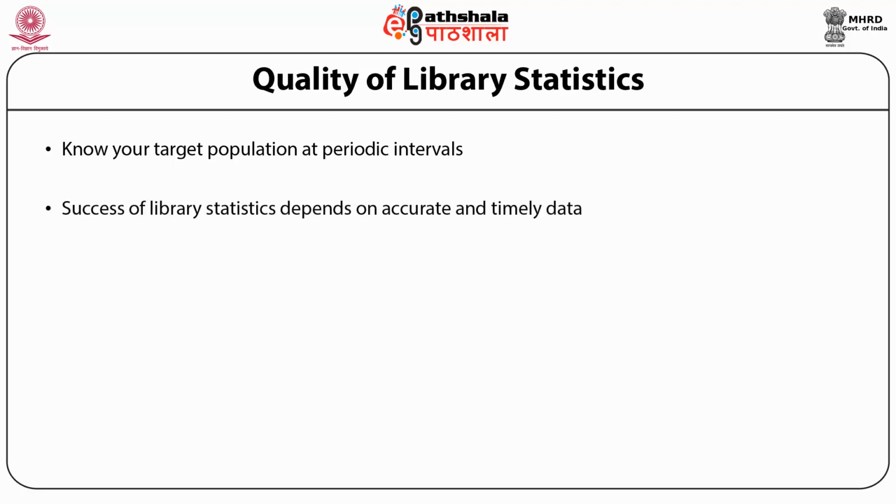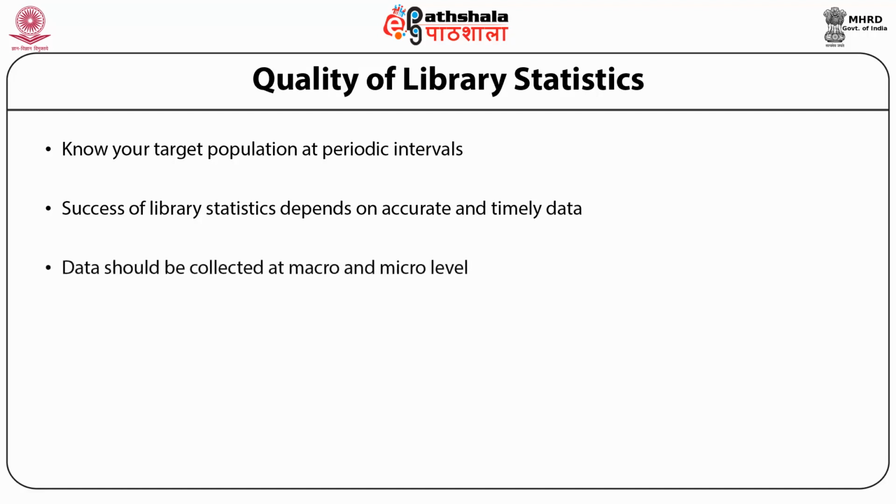Success of library statistics depends on accurate and timely data. Now, success of library statistics means that whenever you are taking any timely data, that data has to be accurate. Accurate in the sense of how many people visited the library. That type of data should not be manipulated, so that you get an actual result, the actual satisfaction rate of your users. That is basically providing value addition to the library.